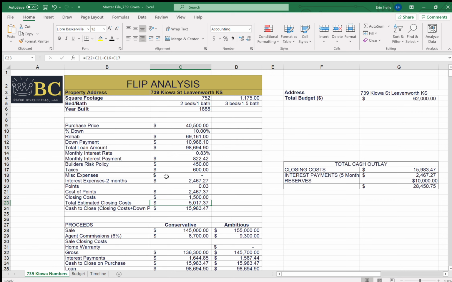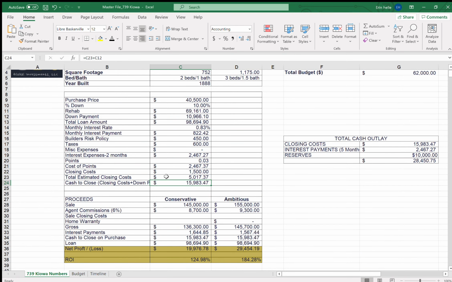So when you consider everything that you have to bring to closing, which is all the closing costs, the cost of points, the builder's risk policy, and then the taxes, depending on the state, you might pay them in arrears or you might prepay them. Make sure you know what you're looking at when you're running your numbers, because you'll have to pay those on one side or the other. So total cash to close was $15,983.47.